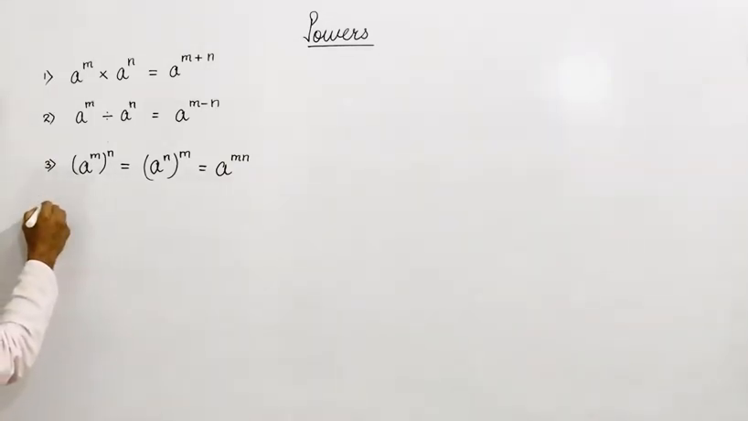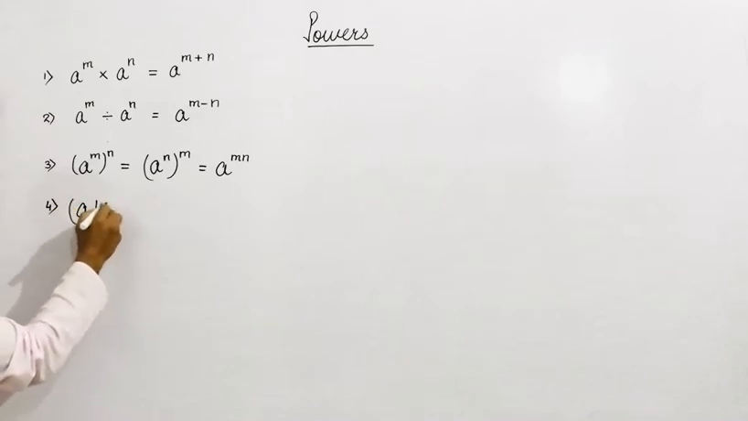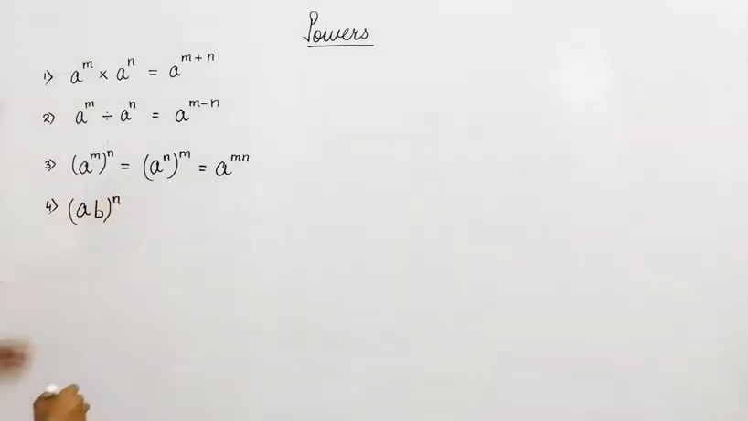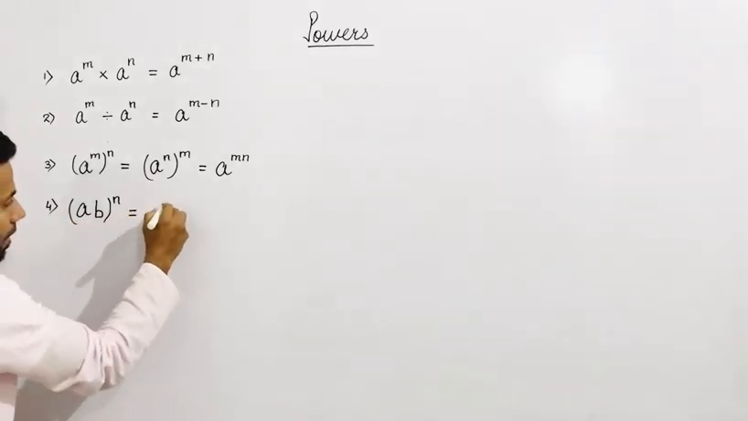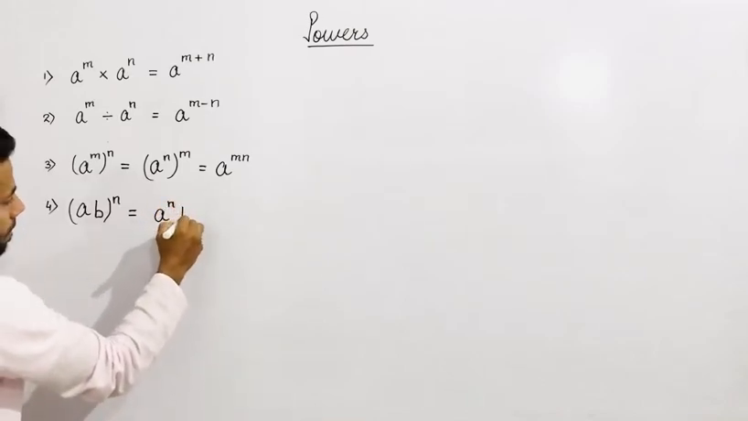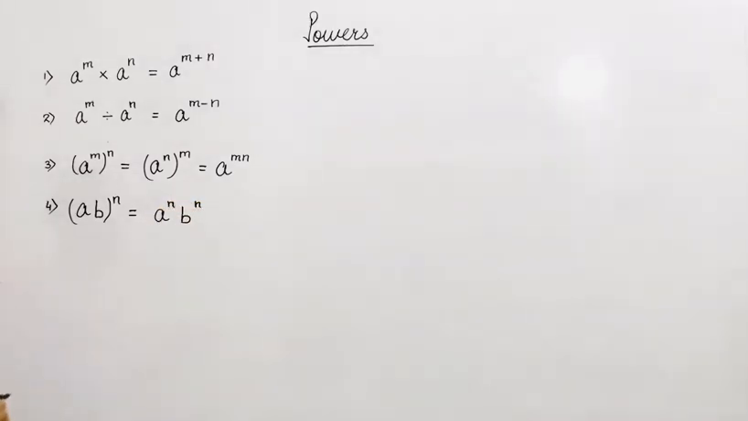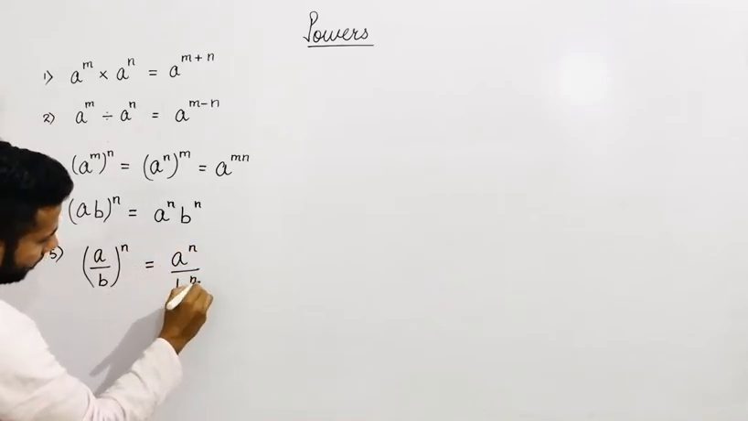Now, the fourth. There are two numbers, a and b, and both are raised whole to the power n. It can be written as a to the power n and b to the power n. Similarly, if it is given a by b to the power n, it can be written as a to the power n by b to the power n.